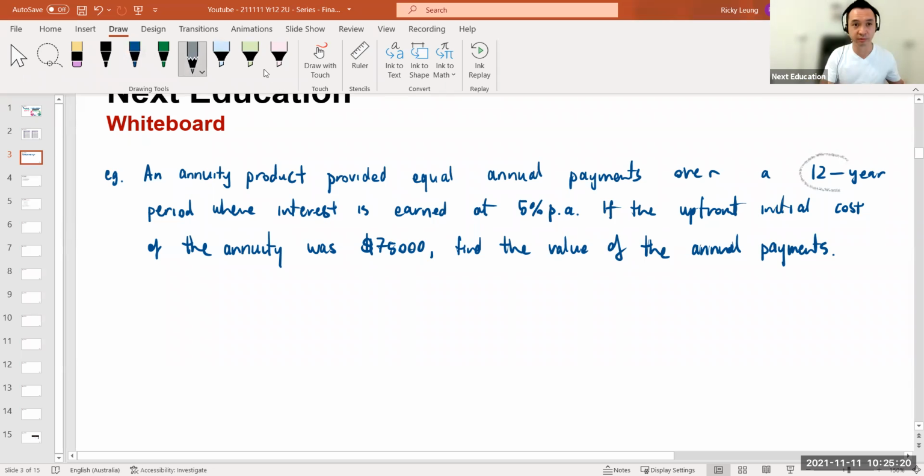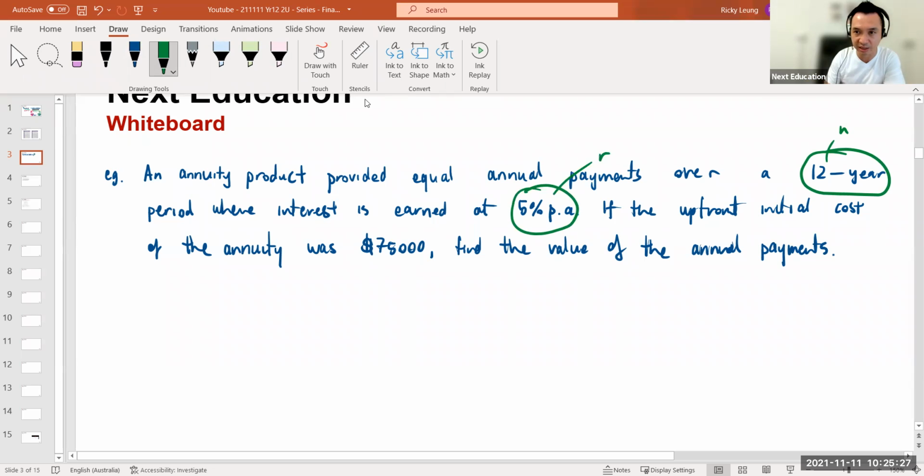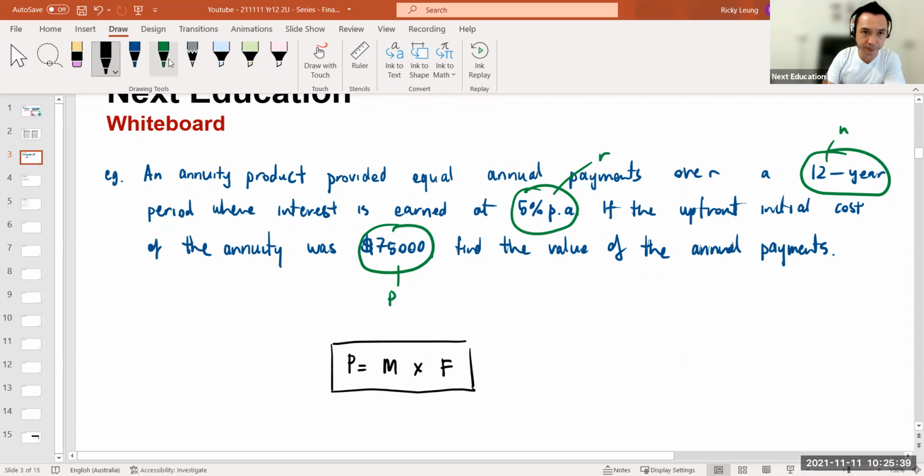So let's be clear, that is N. That is R. That's enough for me to find my factor. This is my upfront payment. So using the formula, P equals M times F, I already have P, that is 75,000. Let's go find my F, where in this case R is 5% and N is 12. So let's head up the table.